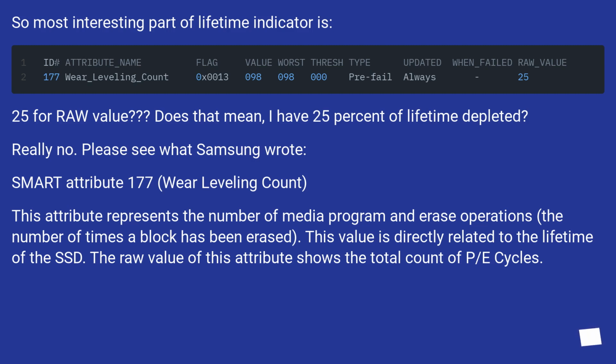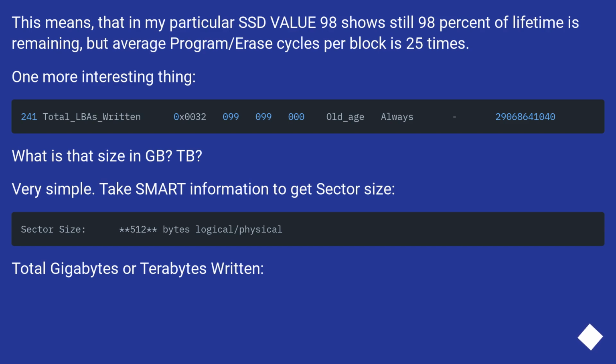Really no. Please see what Samsung wrote. SMART attribute 177, Wear Leveling Count. This attribute represents the number of media program and erase operations, the number of times a block has been erased. This value is directly related to the lifetime of the SSD. The raw value of this attribute shows the total count of P/E cycles. This means that in my particular SSD the value 98 shows still 98% of lifetime is remaining, but the average program/erase cycles per block is 25 times.